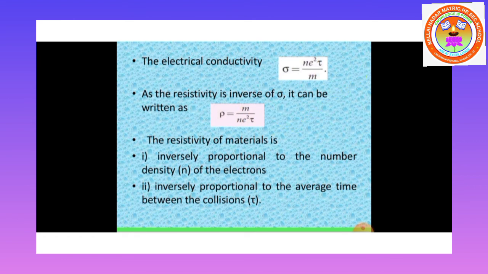From this equation we can understand that the resistivity of the material is inversely proportional to the number of electrons, that is n. So rho is inversely proportional to the number of electrons present in a conductor. Next, the resistivity is inversely proportional to the average time between the collisions. Here tau is the time taken for the collision.